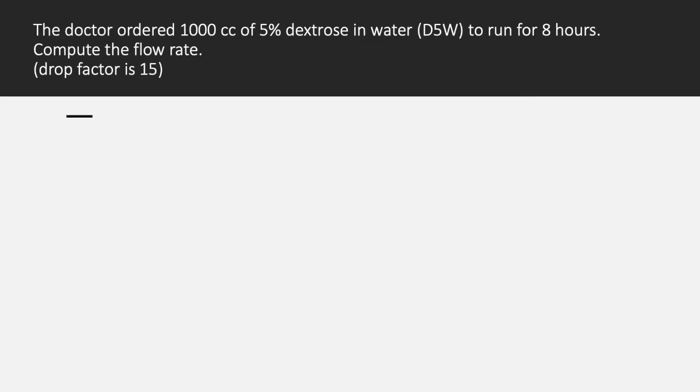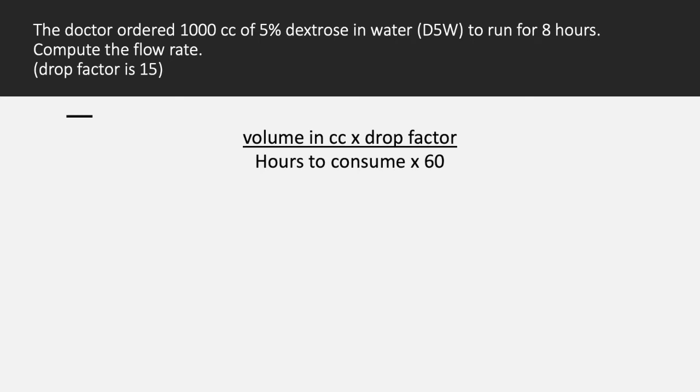So let's answer the example. The doctor ordered 1000 cc or 1000 ml of D5 water to run for 8 hours. Compute the flow rate. The drop factor is 15. As I said a while ago, the drop factor depends on the affiliating hospital. So if 15, it's macro set. So this is the formula. Just substitute the problem to the formula.